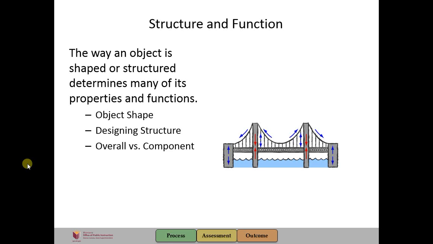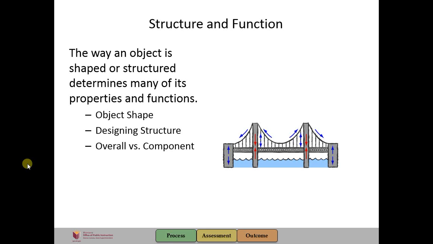The sixth cross-cutting concept is structure and function. The way an object is shaped or structured determines many of its properties and functions. Often biology courses have an entire chapter or unit just about structure and function, but this concept is integral to all areas of science. Think of the structural changes to atoms between elements and the impact that has on the properties of the substance. Or think about how the structure of something like the bridge shown here determines its function.